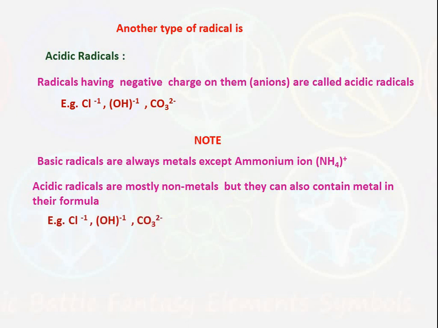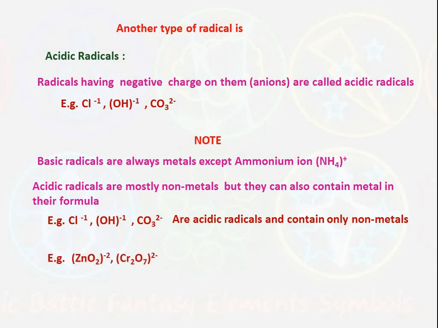For example, Cl negative ion, OH as a whole negative ion, CO3 carbonate as a whole 2 negative charge. All these are acidic radicals which contain non-metals. But some more examples: zincate ion, ZnO2 as a whole minus 2 charge. Always remember, when there are more than one type of atom, you have to put the charge as a whole. Dichromate, Cr2O7 as a whole minus 2. All these are acidic radicals having a negative charge, but they can contain metal atoms.